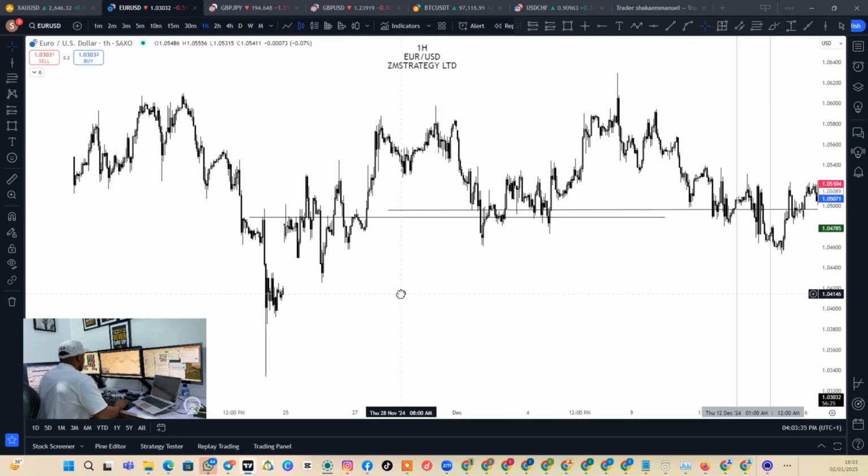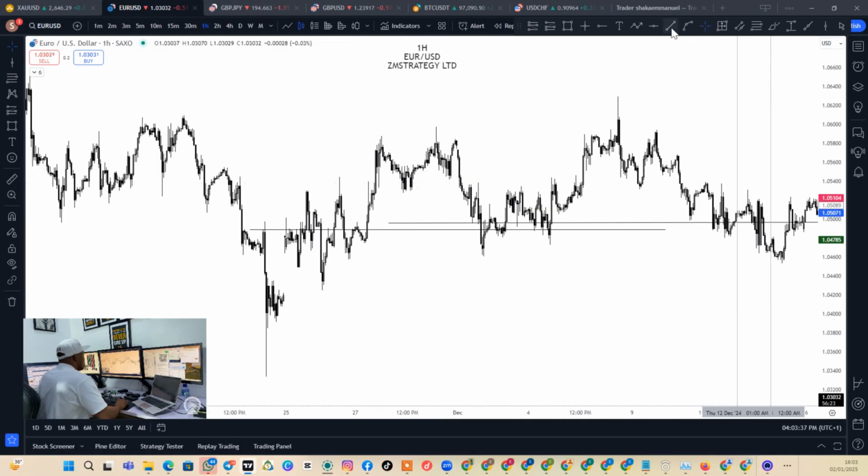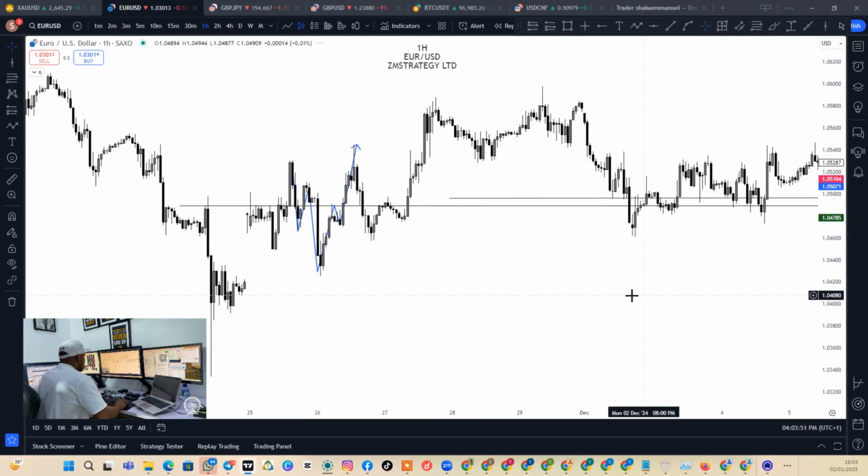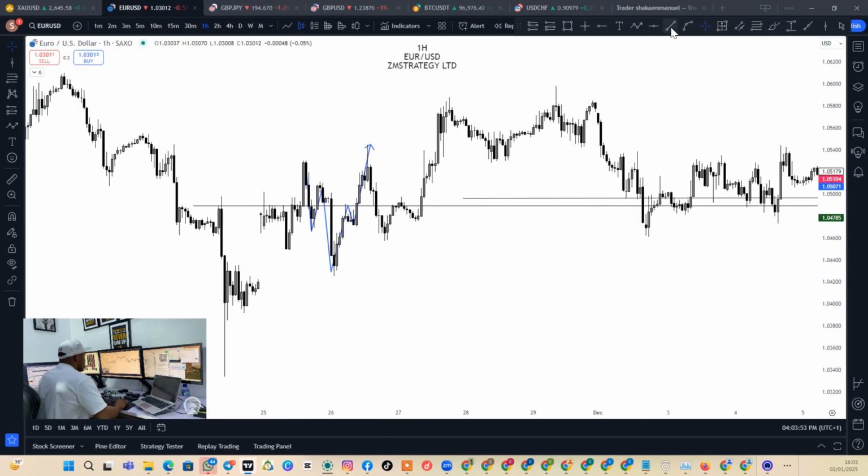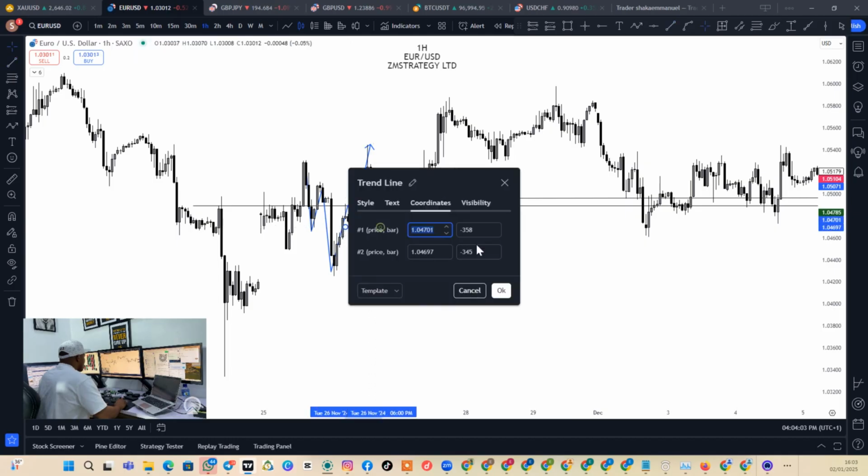Okay, I think this is another example. Yeah, so this is another example. You can see we have this one, this one, this one, and this one. Then we have this before the break. So now you can see what the market did. The market came back and cleared the structural liquidity, which is this one.